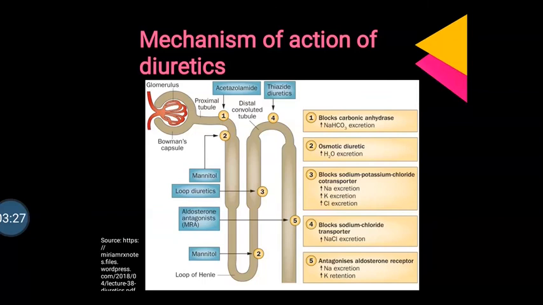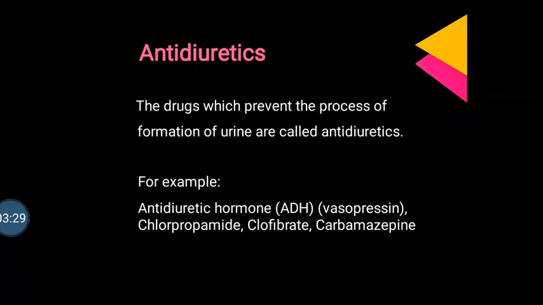Now we'll move on to the antidiuretics. The drugs that prevent the process of formation of urine are called antidiuretics. For example, antidiuretic hormone like vasopressin, then chlorpropamide, clofibrate and carbamazepine.